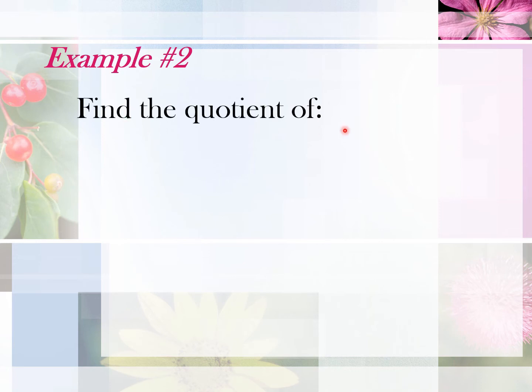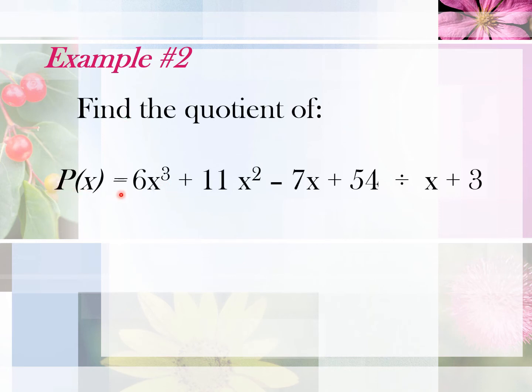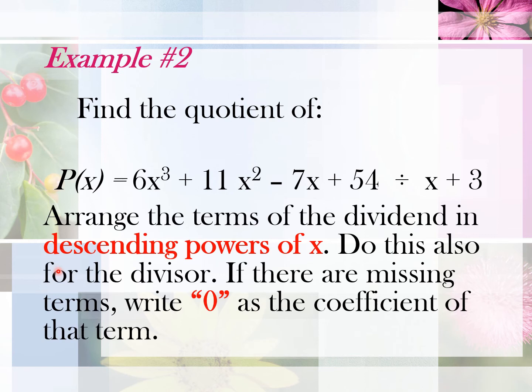Proceed tayo sa example number 2. Find the quotient of p of x equals 6x cubed plus 11x squared minus 7x plus 54 divided by x plus 3. So again, yung first process natin is arrange the dividend into descending power of x. So pansinin natin, we have 3, 2, 1, and then 0.